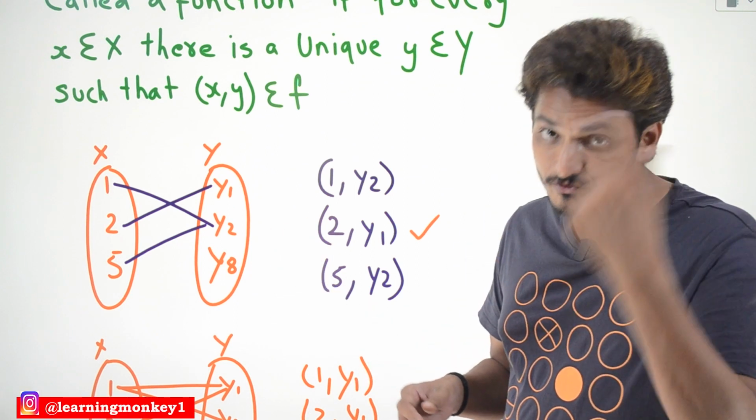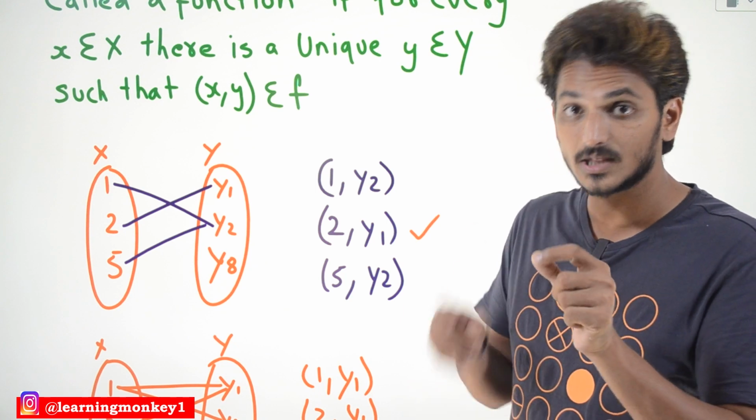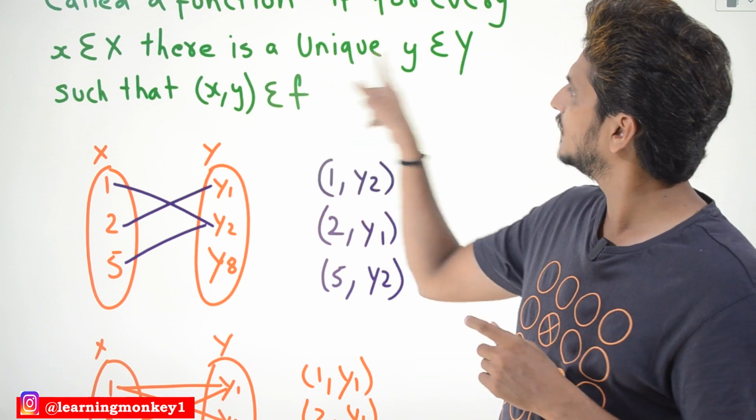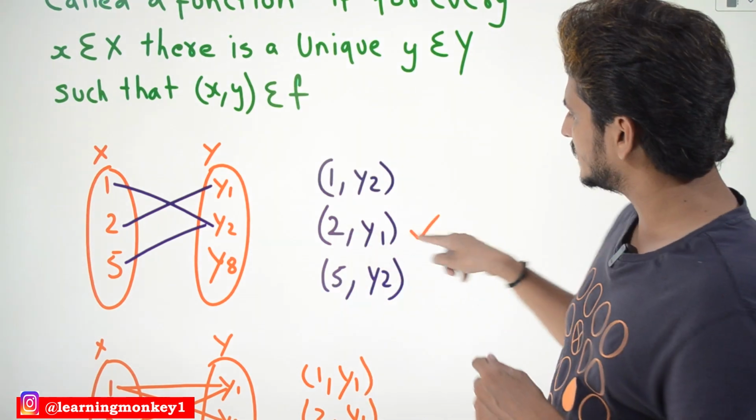For every x belonging to X, there must be a unique mapping with Y, a unique y belonging to Y. We can call this a function.